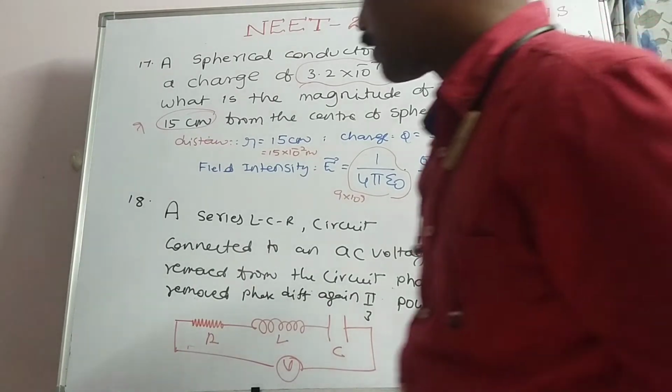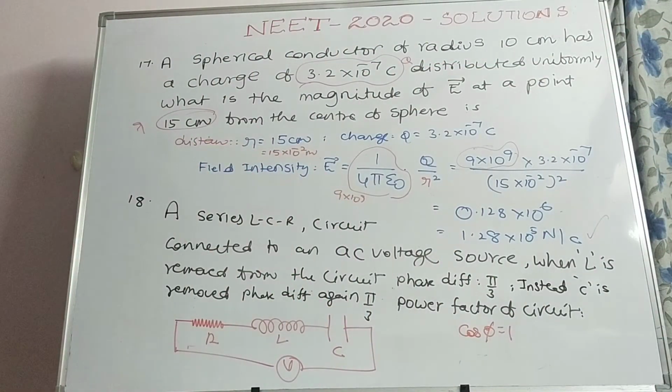And then here is the other question. A series LCR circuit is connected to an AC voltage source. When L is removed from the circuit, the phase difference is π/3. Instead, when C is removed instead of L, then also the phase difference is again π/3.